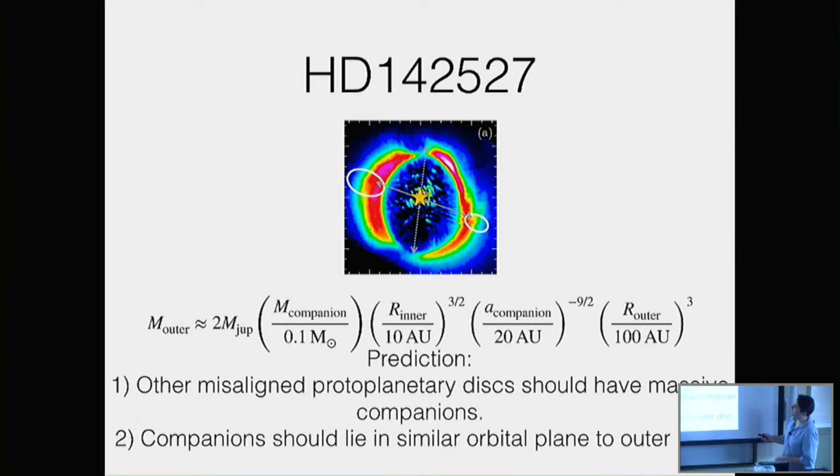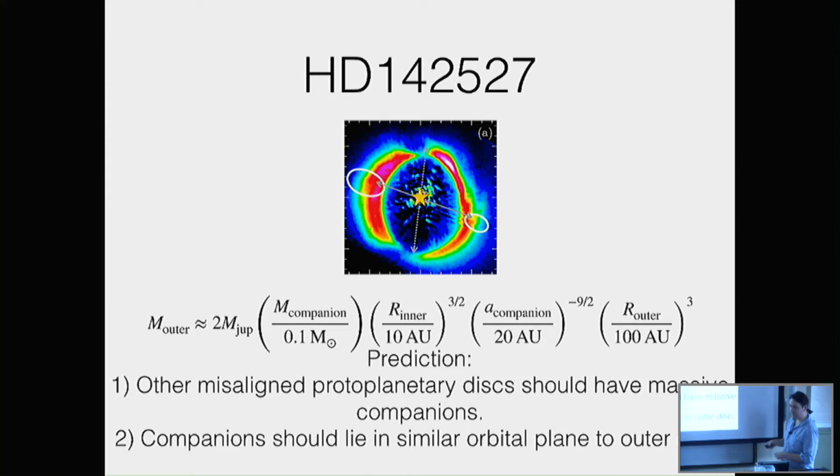The other nice thing about this system, HD 142527, is that if you take that resonance criterion and plug in everything we know observationally, it seems to work quite nicely. That resonance criterion is matched by the mass in the outer disk, which we can measure from observations, the mass of the companion, which we can measure from the observations, and the inner radius of the disk, which we can measure from the observations. So everything quite nicely works in this one system.